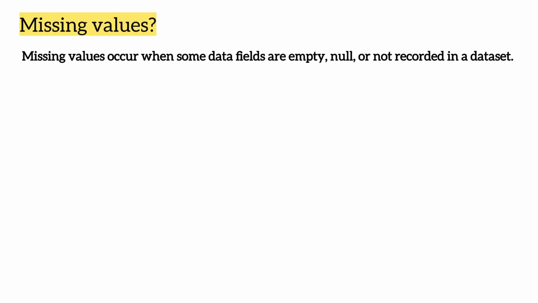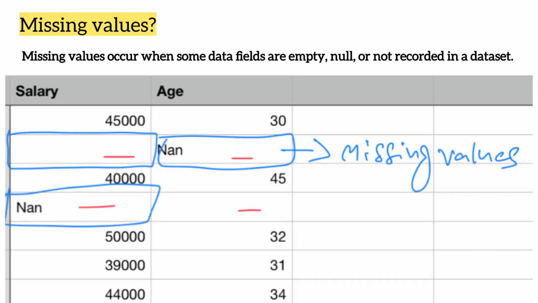What are missing values? Missing values occur when some data fields are empty or not recorded in the dataset. Example: a customer dataset may have missing values in the age or salary column.